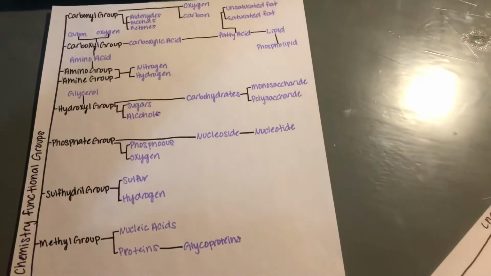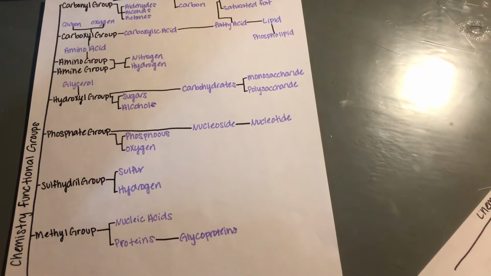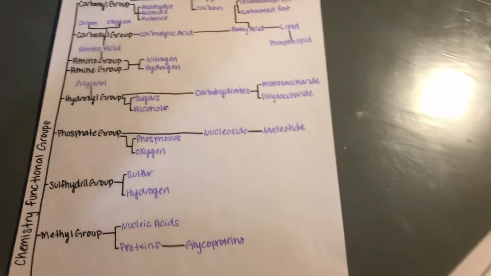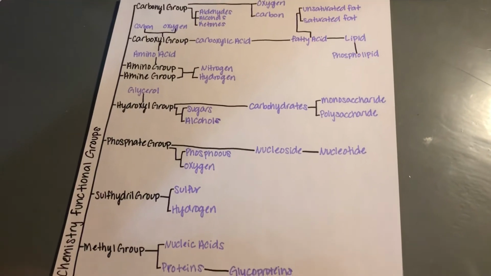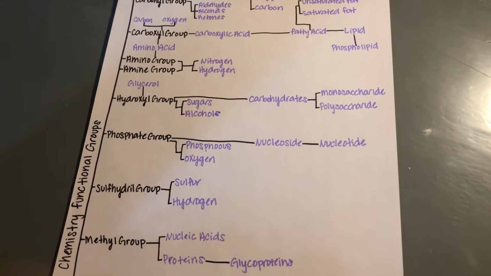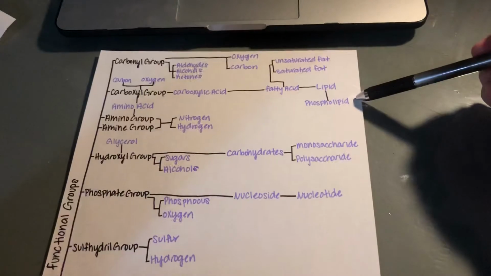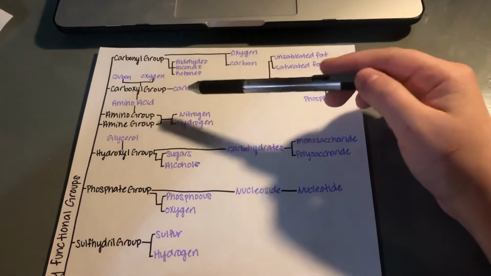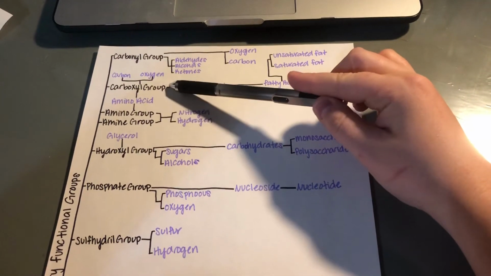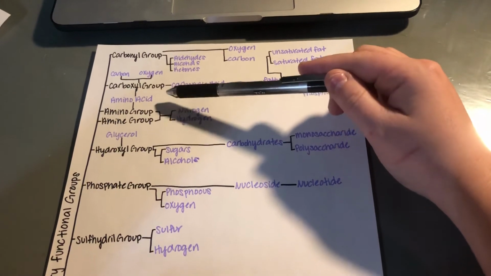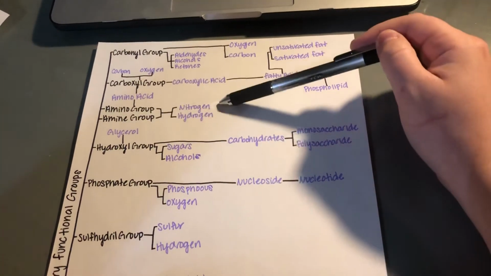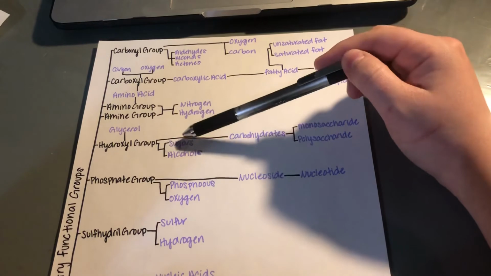Fatty acids contain a carboxylic acid, and fatty acids can be saturated or unsaturated. And then lipids are an example of a fatty acid, and an example of a lipid would be a phospholipid. Amino acids contain a carboxyl group and an amino group. Amino groups and amine groups both have nitrogen and hydrogen.